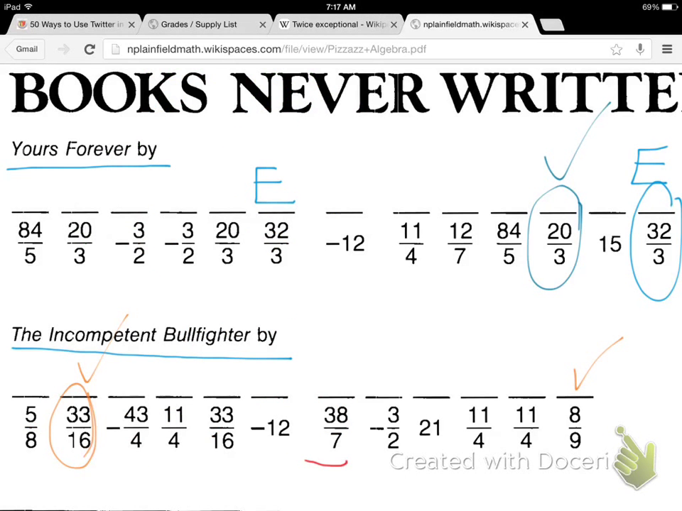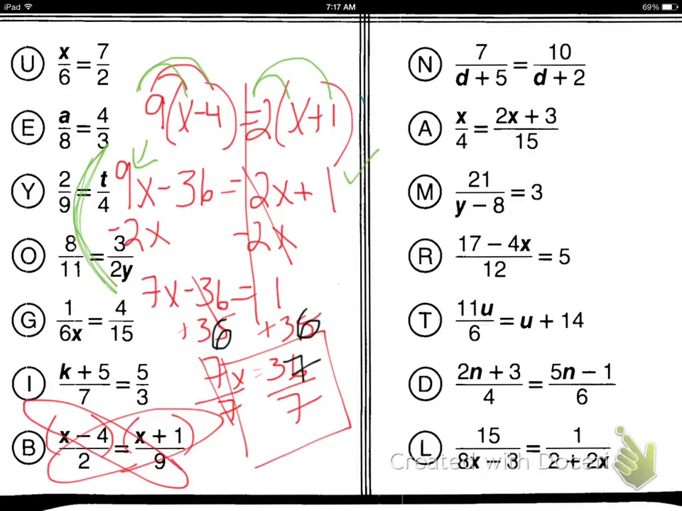I'm going to go back. Nope, it was 38. Okay, still screwing up somewhere. So this was 36, add 36, add 36. 36 plus 1 is 37. And 37 divided by 7. So is there something else wrong?